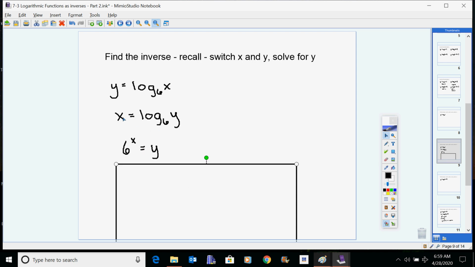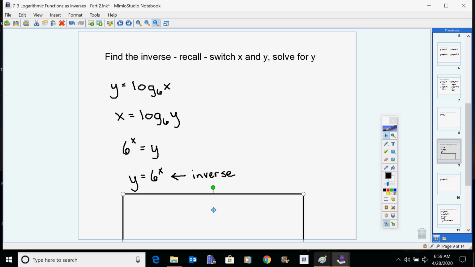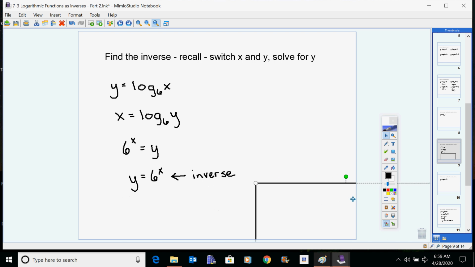Okay, 6 to the x power equals y. It's solved for y, and there's your inverse function right there. Notice that this happens to be an exponential function. If you were going to graph it, you would have a y-intercept of 1, and it would increase exponentially.